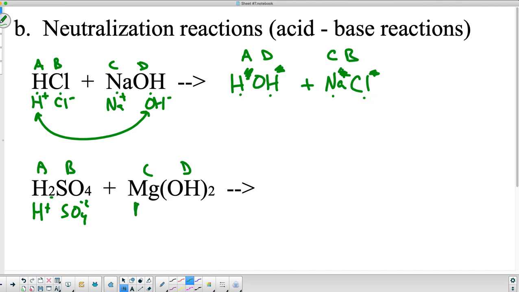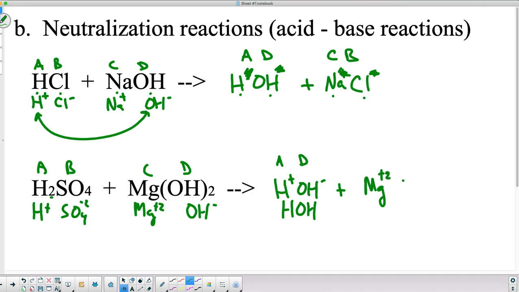On this side here, I got Mg with a +2, and the D is an OH with a -1. When I move A and D together, notice again, I'm moving H+ and OH- like this, and then plus, so this is A and D. Obviously this is going to be HOH, which is the same thing as H2O. So my C and B then is magnesium, which has a +2, and my sulfate is B, and that's a -2. Because they're +2 and -2, you can cancel them. So the only thing I need to do is check to see if I made water, which I did, and now I can balance the equation and be finished with it.